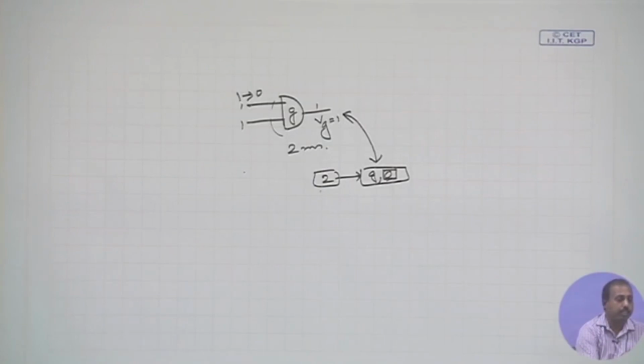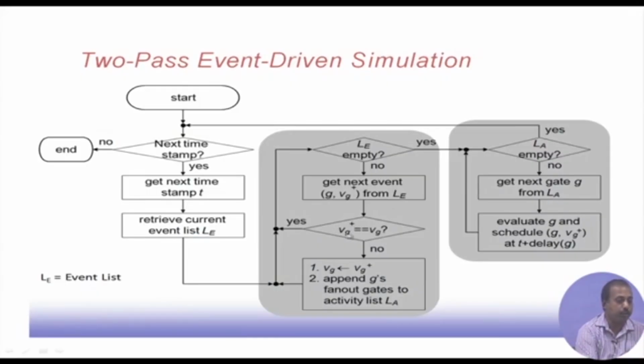So, we check whether this Vg plus, that is the new value of Vg, is different from the old value of Vg or not. If they are the same, if Vg plus and Vg are the same, then naturally nothing has to be done from the fan out of this gate, because the successive fan out parts will not change. So, nothing has to be done. However, if these are not the same, that means this output has also changed. So, now we have to think about the fan out gates of this gate G. We append G's fan out gates to the activity list LA.